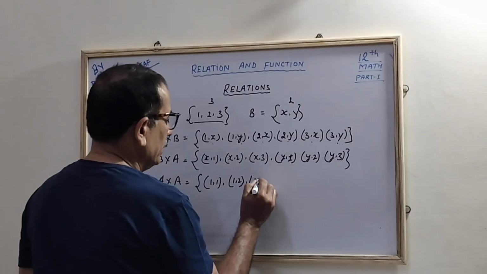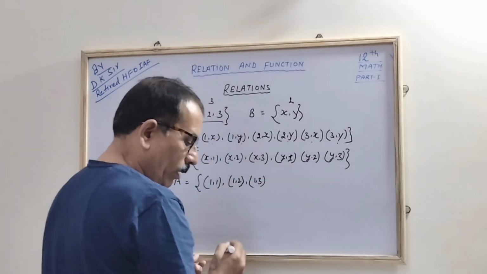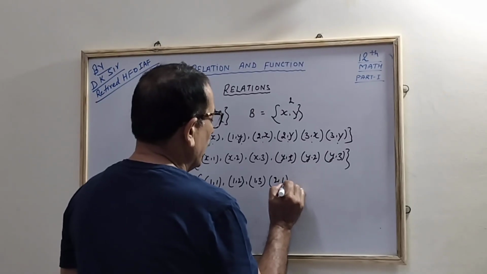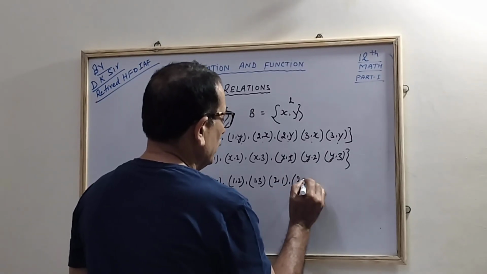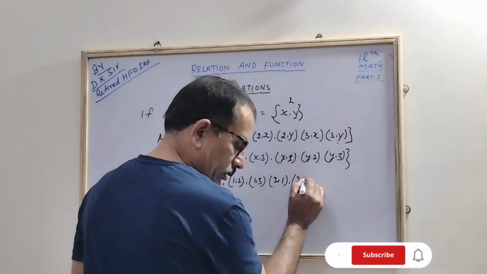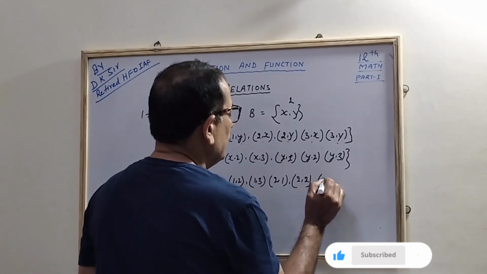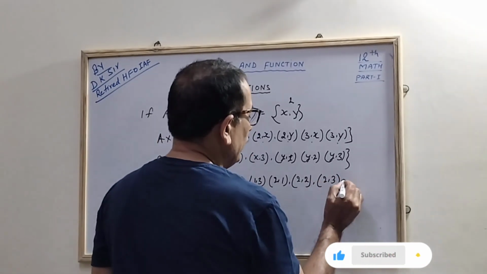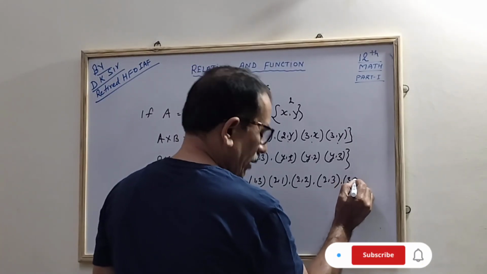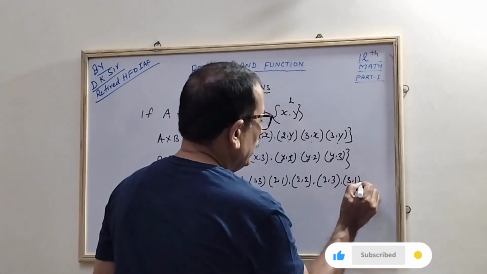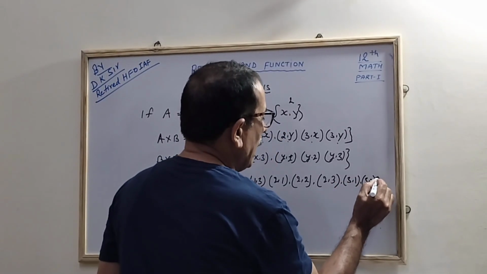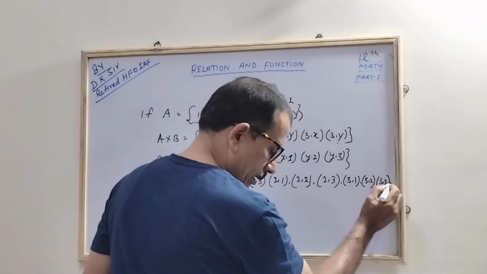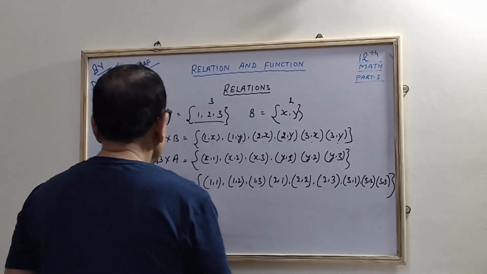Then 1 3, 1 3. Then we will take the 2 1, correct? The 2 1, 2 2, and the 2 3, correct? The 2 3. Again we will take the 3 1, 3 2 and 3 3, correct? 3 3. So this will be A into A.